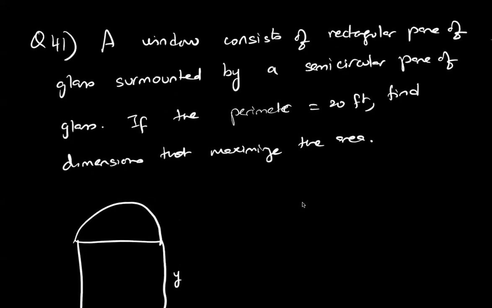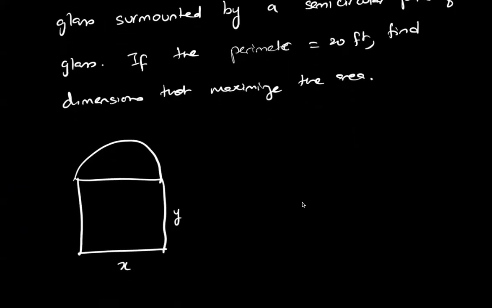Okay, in this last question, we are given that a window consists of a rectangular pane of glass surrounded by a semicircular pane of glass. If the perimeter is 20 feet, find the dimensions that maximize the area. Now, let's make these dimensions x and y of the rectangular portion. So what is my constraint here? My constraint here is that the perimeter is 20, correct?